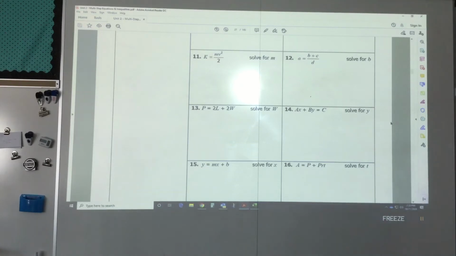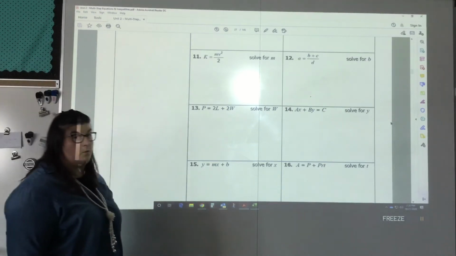Just take a look at the top of your paper to refresh yourself on those helpful hints: working backwards, order of operations, remove fractions by multiplying by the reciprocal, and then the last step is usually to divide by whatever's next to the variable. So looking at 14, we're solving for y.